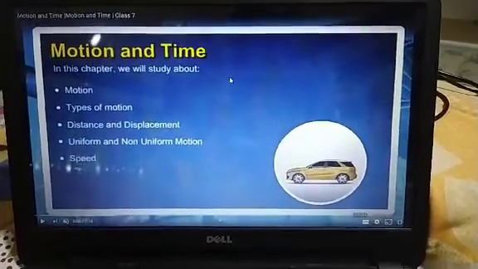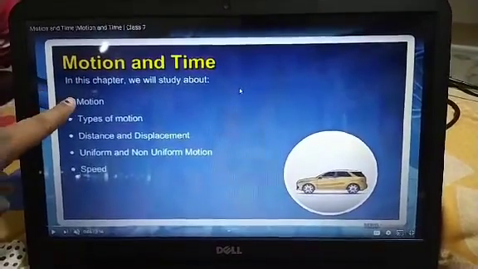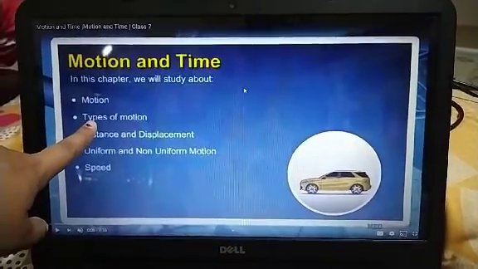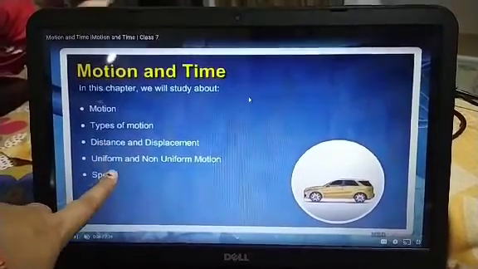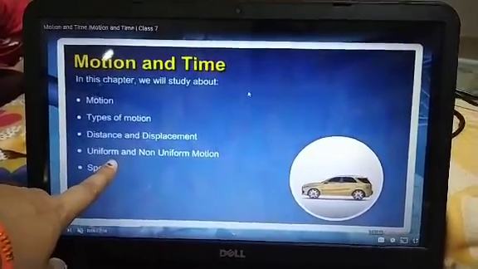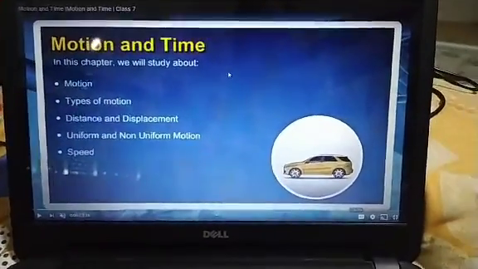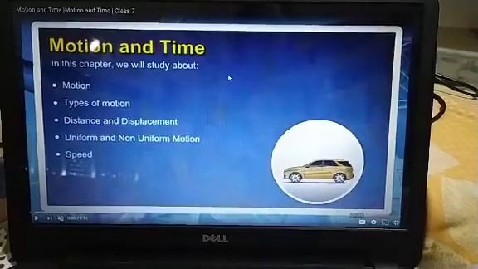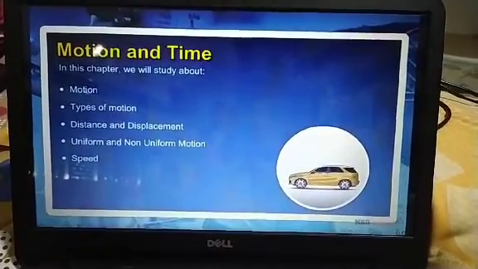You can see what we will study in this chapter: motion, types of motion, distance and displacement, uniform and non-uniform motion, and speed. Clear? This we are going to study. So let us start with motion.